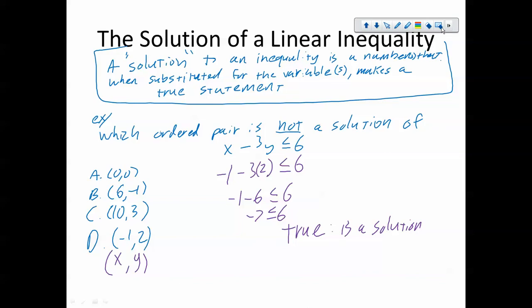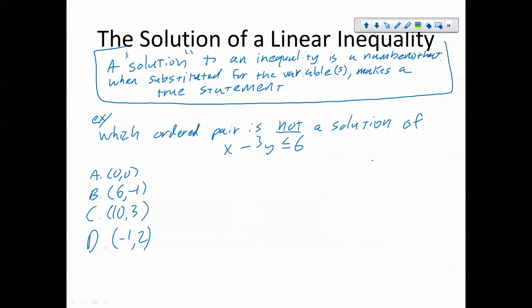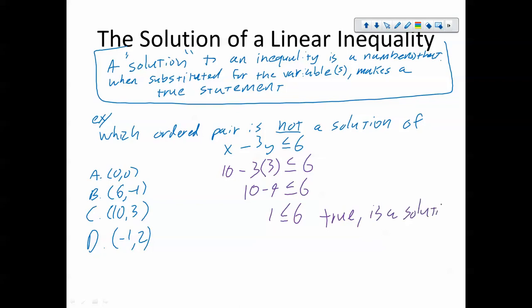Let's check some of these other numbers now. Let's try and do C. So this is 10 minus 3 times 3 is less than or equal to 6. So that's 10 minus 9 is less than or equal to 6. That's 1 is less than or equal to 6. True or false? True. 1 is less than 6, which means this is a solution. (10, 3) is a solution because it makes a true statement.